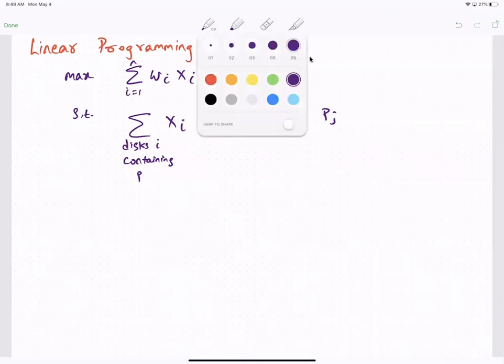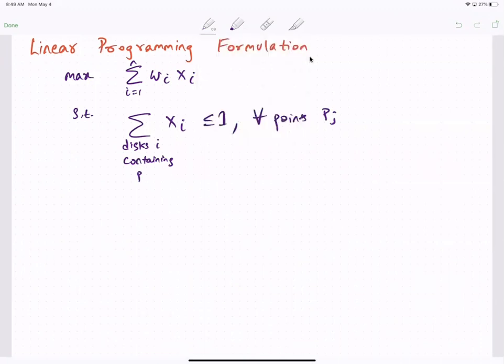So what does this mean? It's basically saying the independent set condition, right? For any point in the plane, the number of disks which can cover it is at most 1. That's what independent set basically means. And this is the constraint we wrote a couple of lectures back when we dealt with intervals as well. So nothing new.